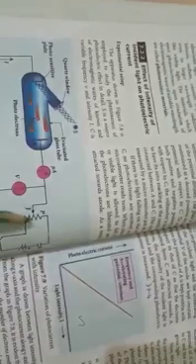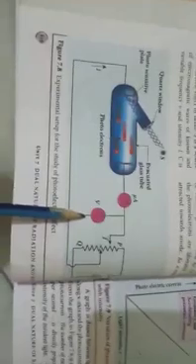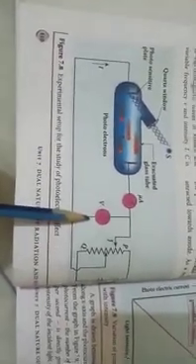The plate C is connected to the center part of the potential divider PQ, and this potential divider is connected to the battery through the key, and across it we are connecting the voltmeter.